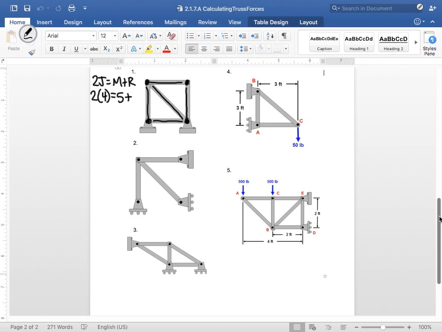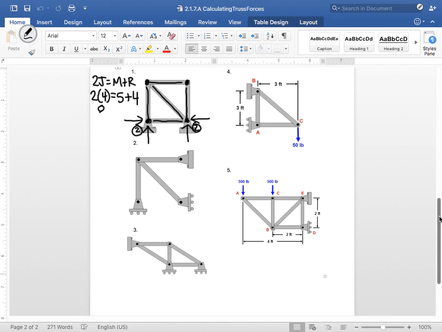And R is the number of reactionary forces. So we have 2 pins here because these are rollers and these are pins. So I have 2 pins, and remember that each pin has 2 reactionary forces. So there's one in the Y direction, one in the X, one in the Y direction, one in the X direction. So each one of those pins has 2 reactionary forces. So that would be a total of 4 reactionary forces.